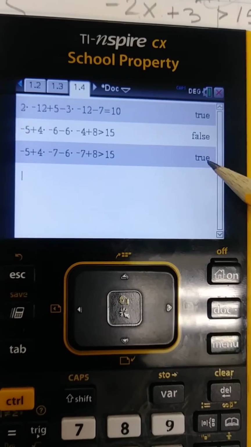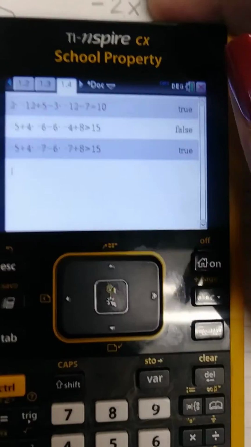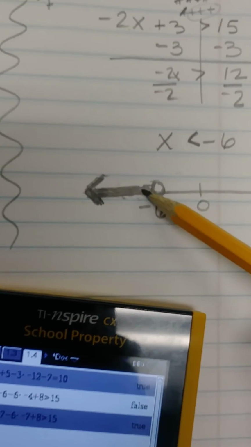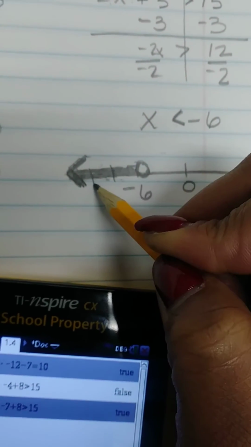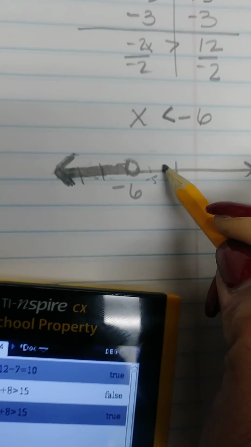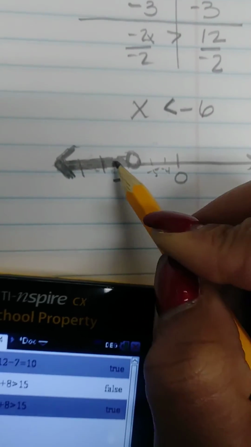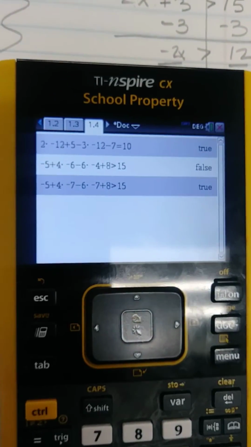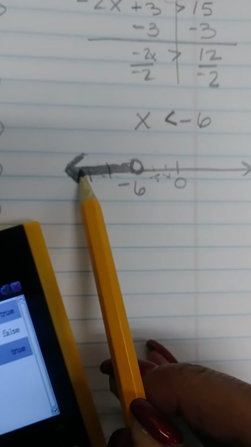Why is it supposed to be true? Why did I think I did something wrong? I was looking for a false, wasn't I? But what are the solutions? Everything to the left of negative 6. So that's negative 7, negative 8, negative 9. I cannot use negative 5, negative 4. I needed a true. Look at that. So if you plug any number on this side of the inequality, it's going to come out true. So slow down, check your work, think through your problem.